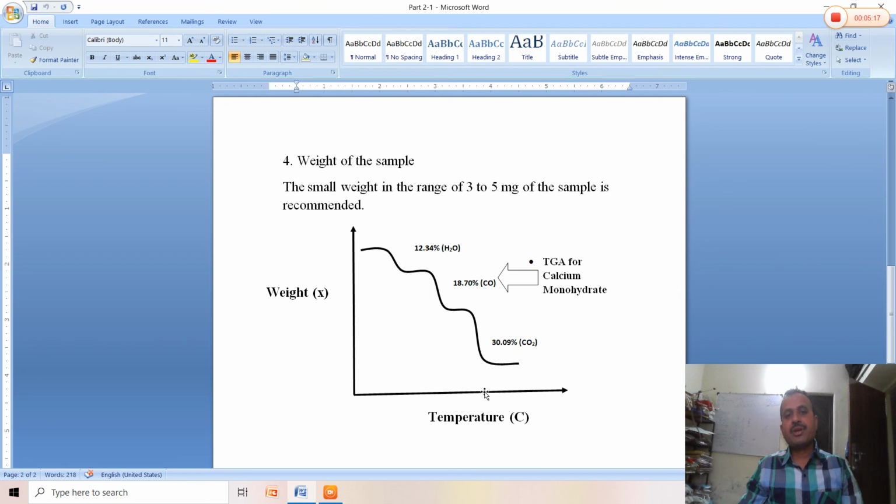So this is a particular TGA pattern, and these are the instrumental factors and sample factors affecting the TGA curve, or the nature of the TGA curve.